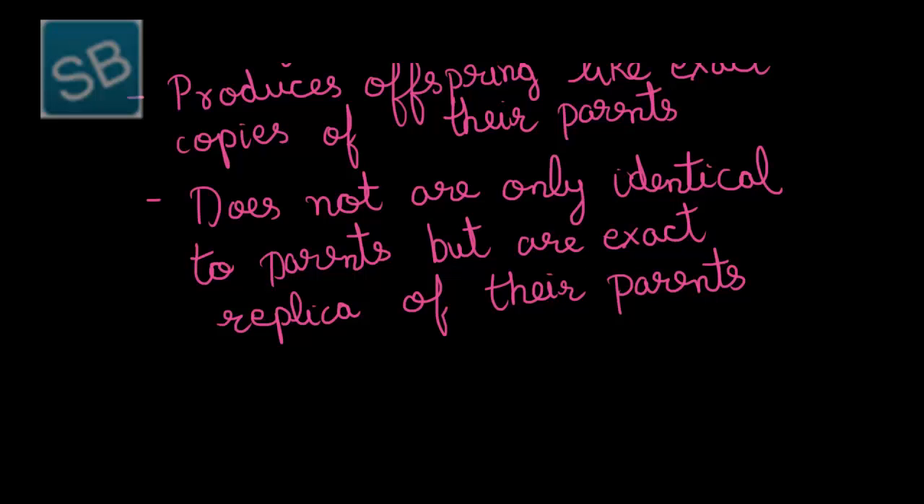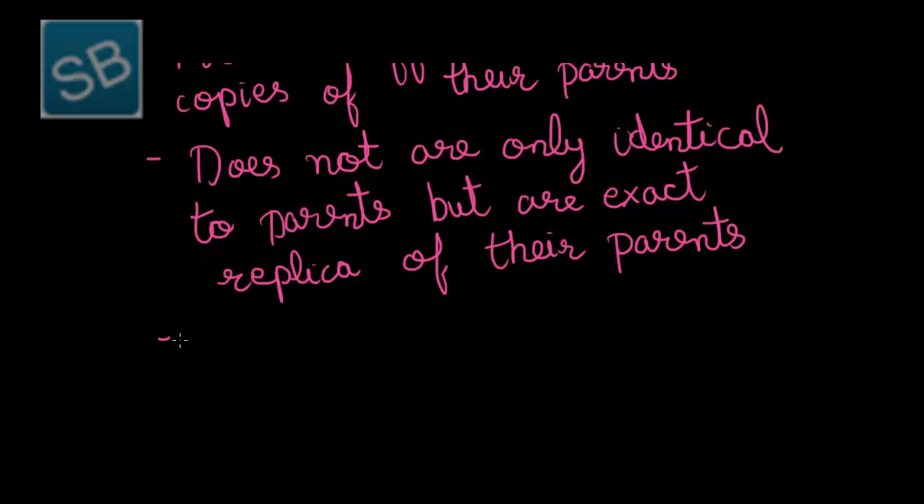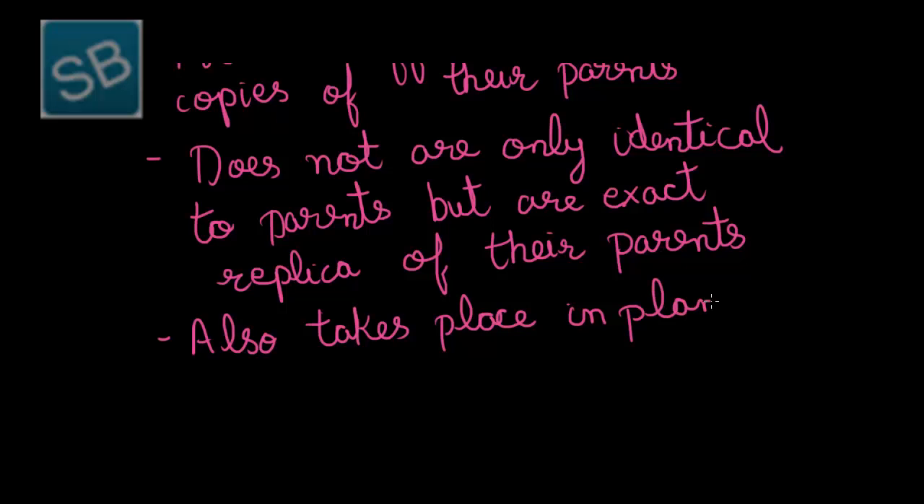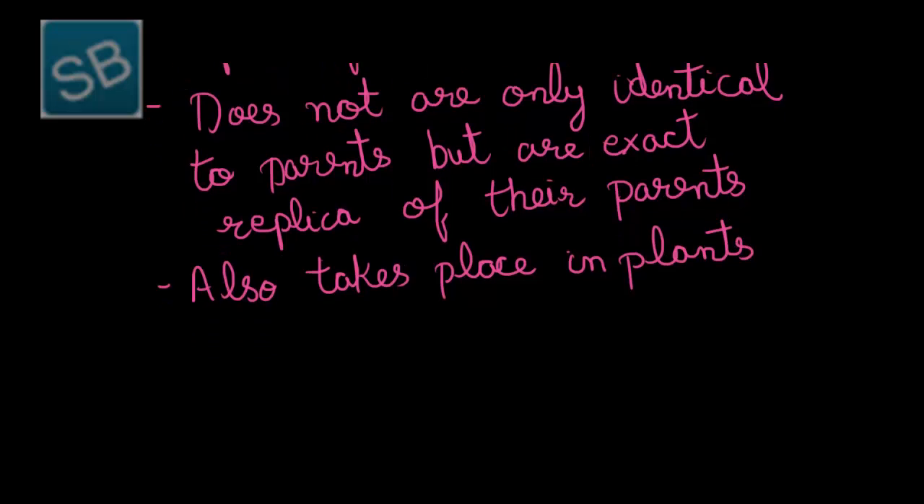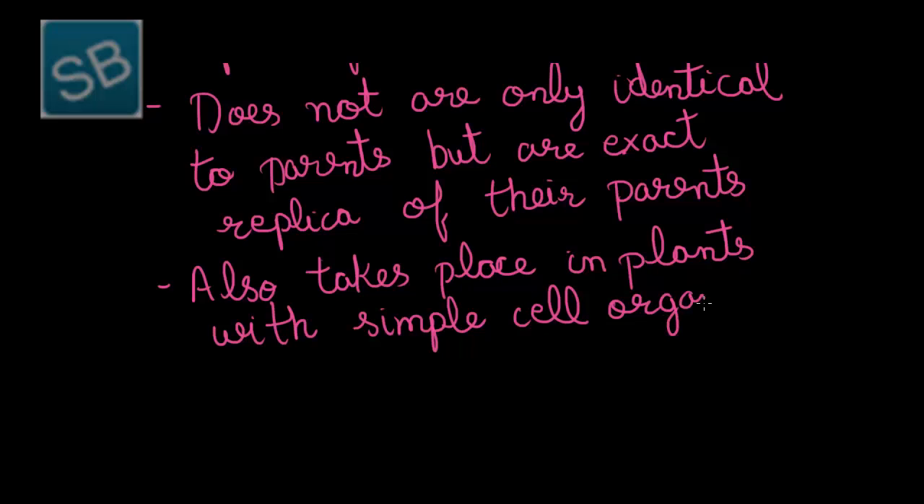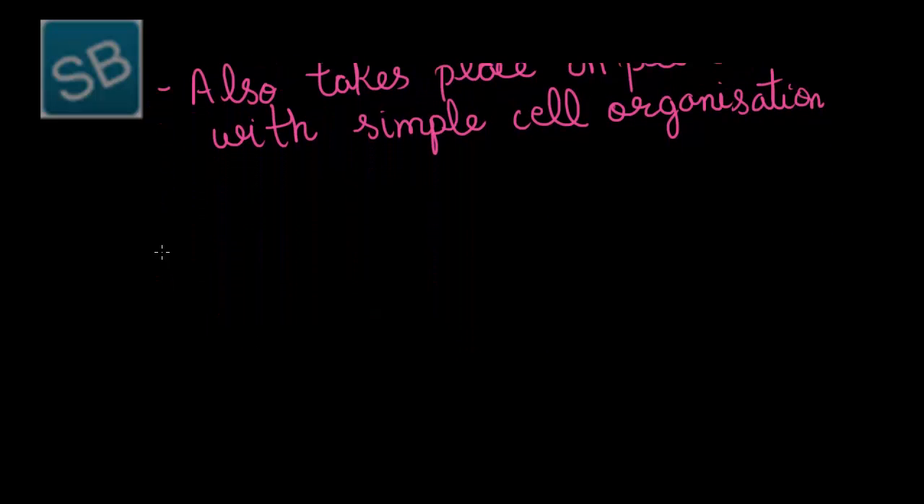Similarly, this type of reproduction also takes place in plants with simple cell organization. Now there are various methods or means of asexual reproduction in animals. However, in this unit our main focus will be on mainly four types.